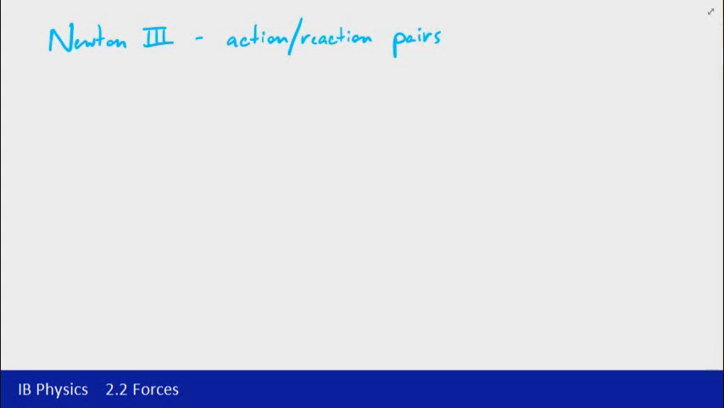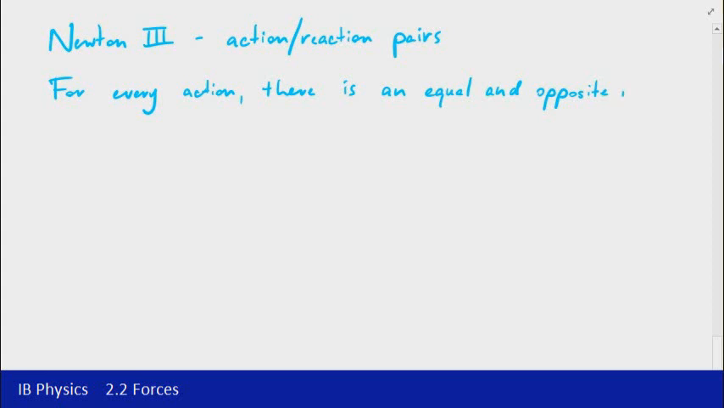So we've looked at Newton's first and second law. We now have a look at Newton's third law. You can see there the short way of remembering this one is that it's about action-reaction pairs. The slightly longer explanation is for every action there is an equal and opposite reaction. When we say action and reaction here, what we really mean is an action force and a reaction force.